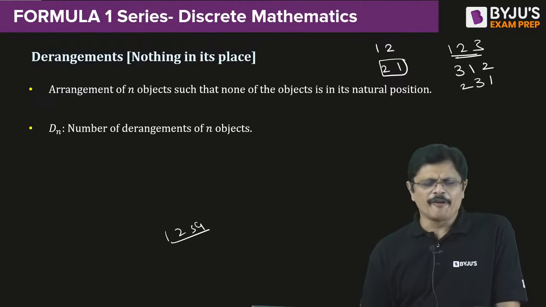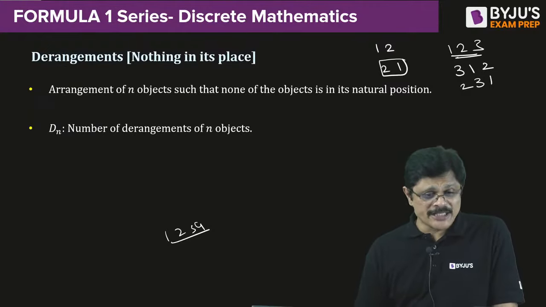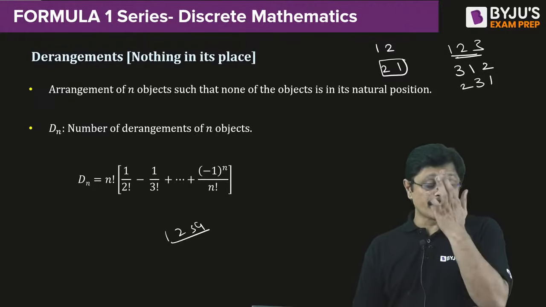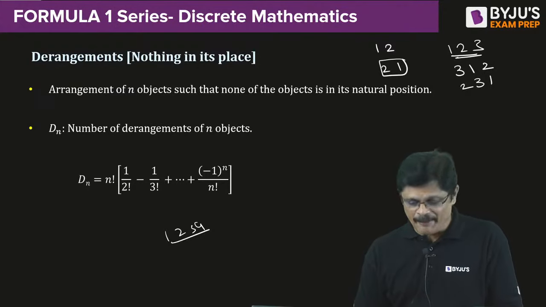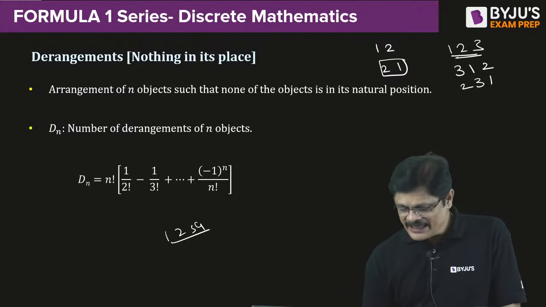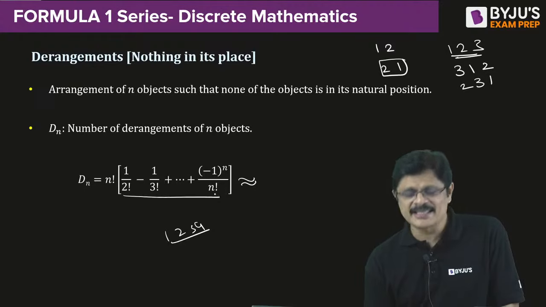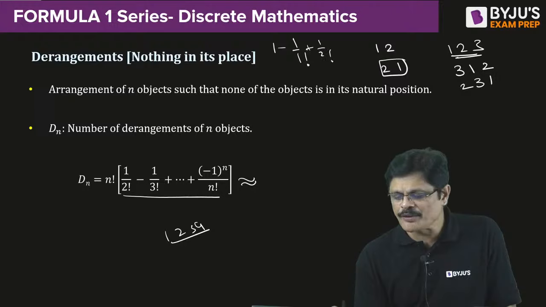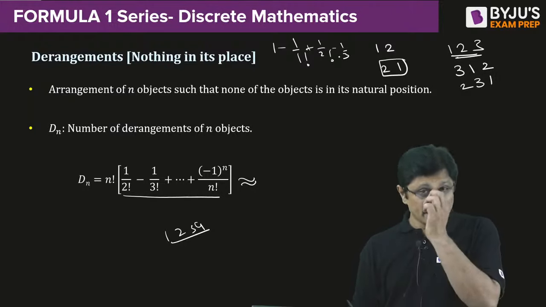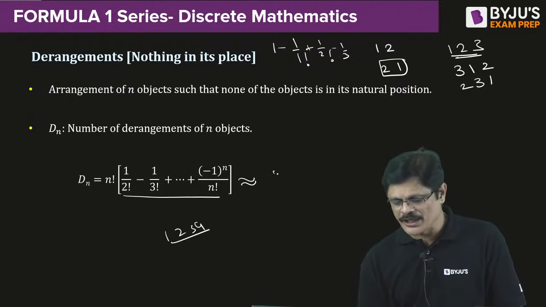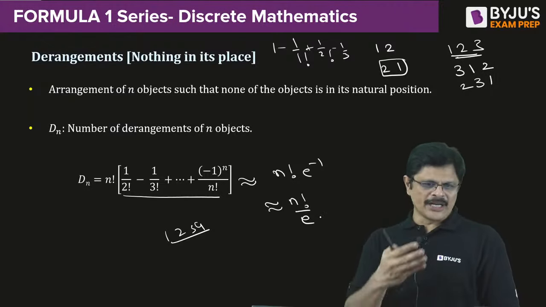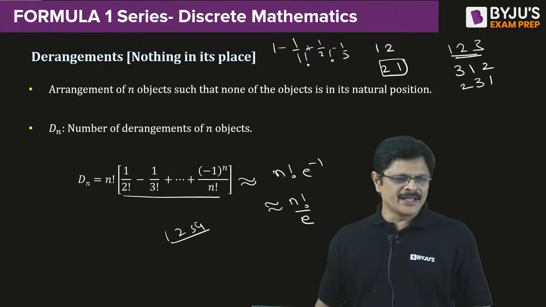So don't worry, we have the formula, which is also derived using the Inclusion-Exclusion Principle, and that is given by D n is equal to n factorial into 1 by 2 factorial minus 1 by 3 factorial and so on, up to minus 1 power n by n factorial. And this can be approximated. Actually, this is similar to 1 minus 1 by 1 factorial plus 1 by 2 factorial and so on, which is nothing but the e power minus 1 expansion, my dear friends. So it is approximately equal to n factorial into e power minus 1, that is nothing but n factorial by e, my dear friends.